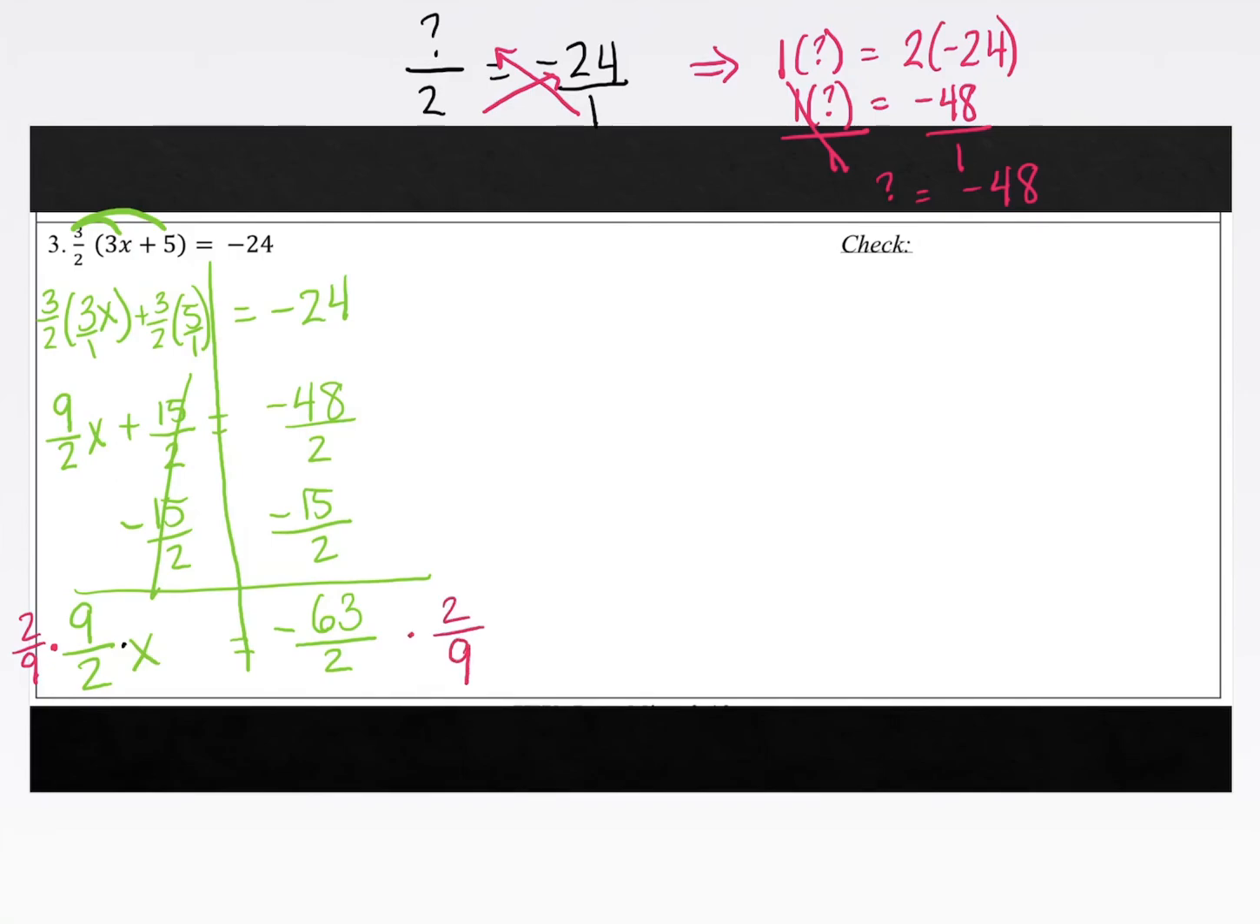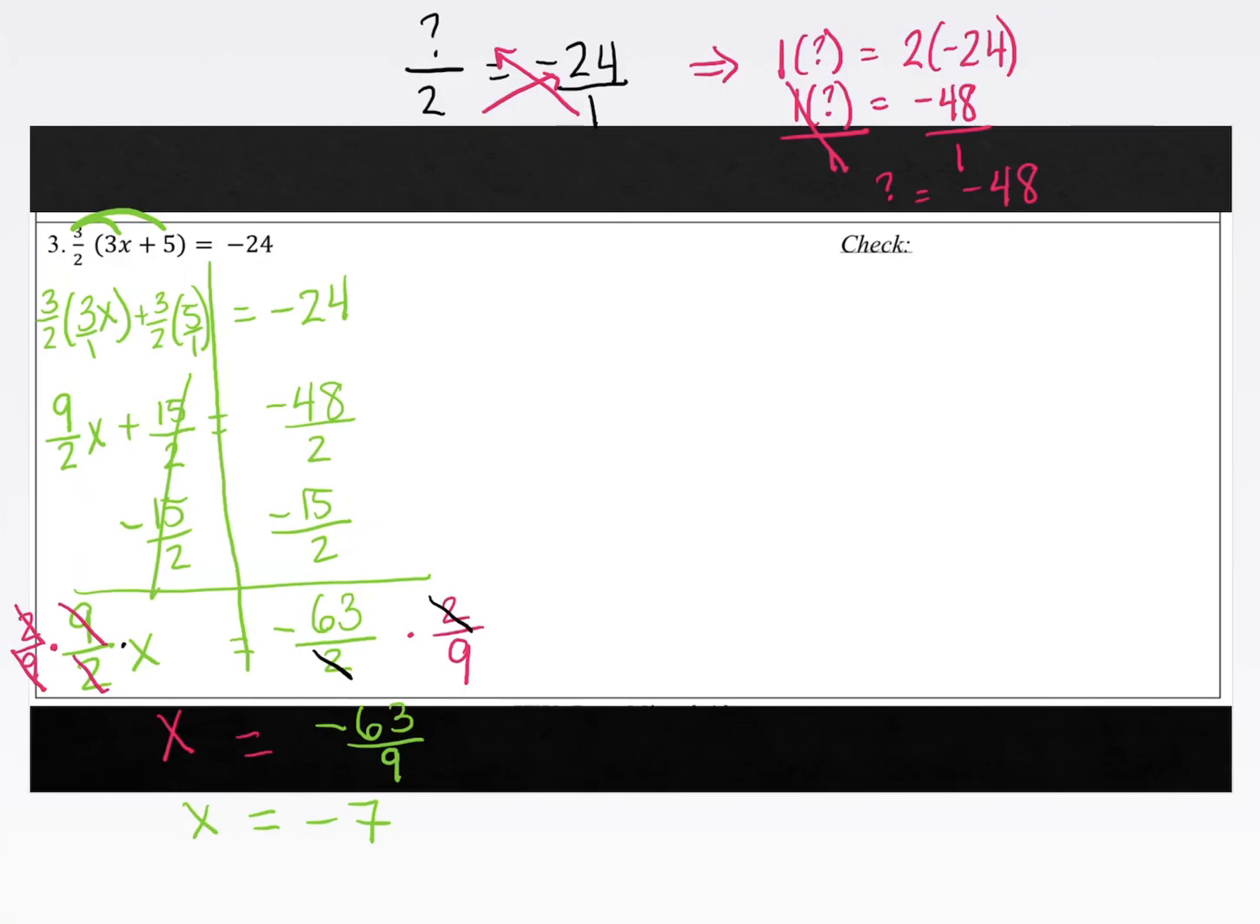And we want to preserve the equality of the equation, so we're going to use the property of equality and do what we do to one side, do it also to the other. If we simplify this, we have a 2 in the numerator and a 2 in the denominator. That reduces to 1. And a 9 in the numerator and a 9 in the denominator also reduces to 1. So we're left with 1x, or just x. On the right-hand side, we have negative 63 divided by 2 times 2/9. Notice here how we have a 2 in the numerator and a 2 in the denominator. So what we're really just left with is negative 63 divided by 9. Now we can simplify this, and our final answer is x equals negative 7.